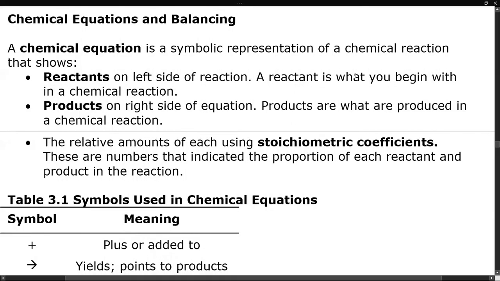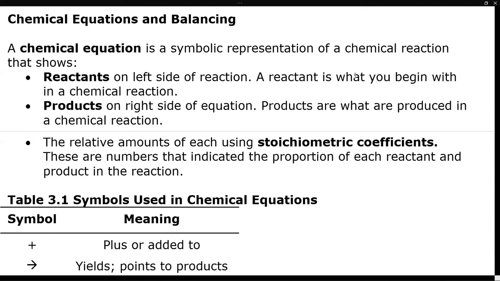All right, so let's talk a little bit about chemical equations and how to balance them. A chemical equation is a symbolic representation of a chemical reaction. Reactants are on the left-hand side of the reaction. They're what you begin with, or what you put in the container to react in the first place. Products are on the right-hand side of the equation, and they're what's produced as a result of the reaction.